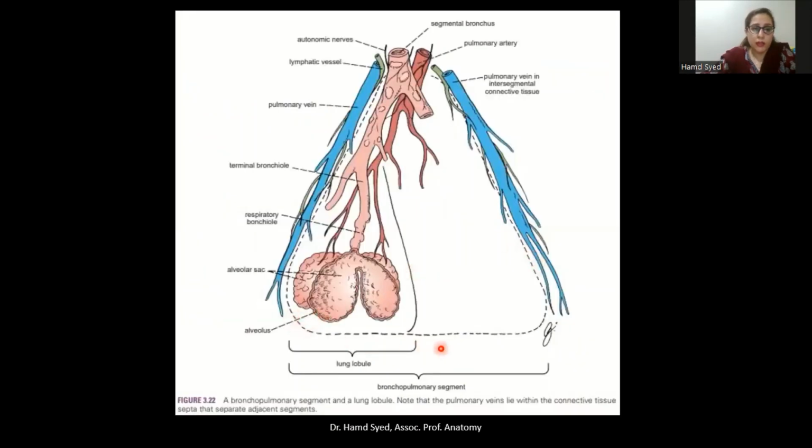So eventually, this is a bronchopulmonary segment. It can be delineated. You can see that within the bronchopulmonary segment, here is the segmental bronchus, and it is accompanied by the branches of the pulmonary artery, whereas in the connective tissue between the bronchopulmonary segments run the pulmonary veins. Also remember that there are many lung lobules within each bronchopulmonary segment, and a lung lobule is the part which is supplied by a bronchiole.